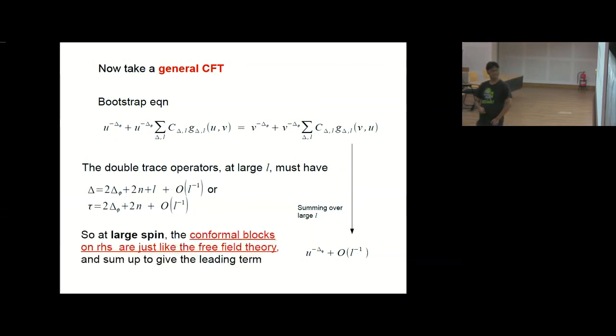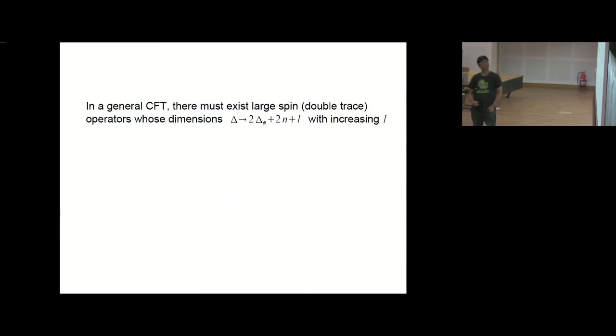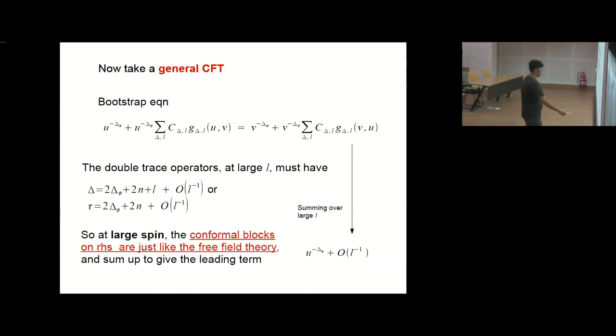And so I get a somewhat strong statement that the conformal blocks on the right-hand side for large spin will look exactly like what they are for the free theory. So let me write down the dimensions of double trace operators.